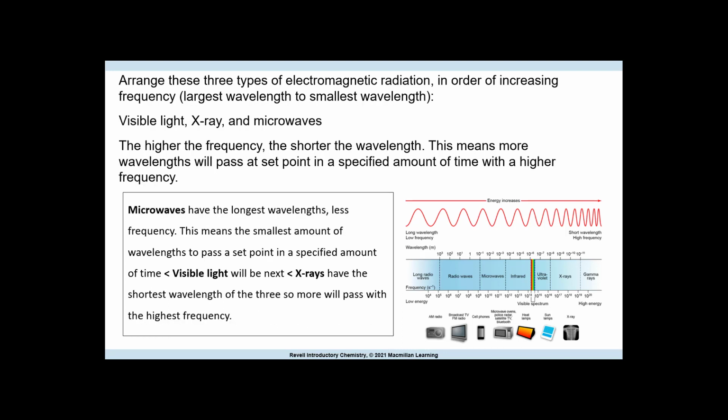Okay, let's look at another one. Arrange these 3 types of electromagnetic radiation in an order of increasing frequency. Now I put in parentheses to help you guys: largest wavelength to smallest wavelength. So now we're going in the opposite direction. Frequency, lowest energy to highest energy. So the higher the frequency, the shorter the wavelength. That means more wavelengths will pass the set point with higher frequency. So microwaves have the longest wavelengths, less frequency. This means that's the smallest one. Then we go to visible, and then we go to X-rays. So X-rays will have a higher frequency than visible and microwaves.